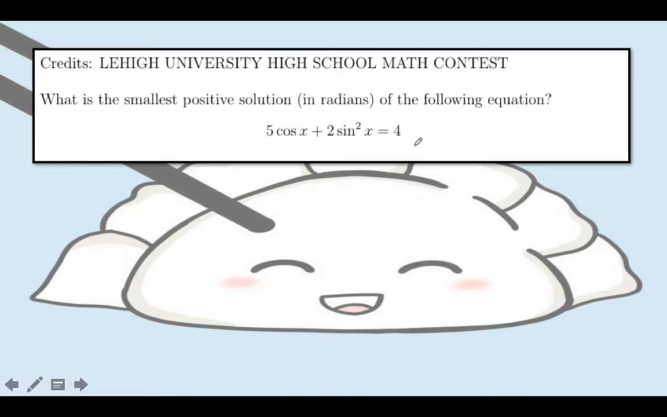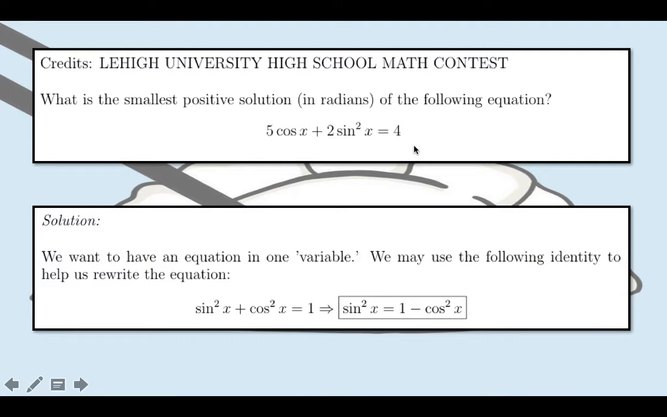Now, to solve trigonometric equations, generally we want to have an equation in one variable, quote unquote, since we want to express everything in terms of one trigonometric function. So we may use the following identity to help us rewrite the equation. We have the Pythagorean identity, sine squared x plus cosine squared x equals 1. Note how we can use this to get that sine squared x in this equation. We can rewrite sine squared x as 1 minus cosine squared x.